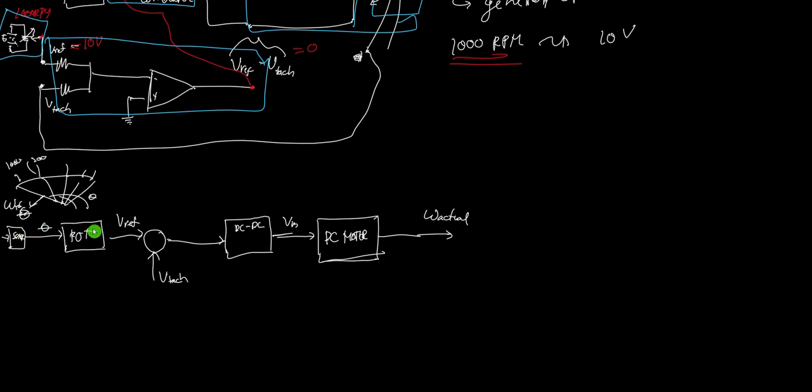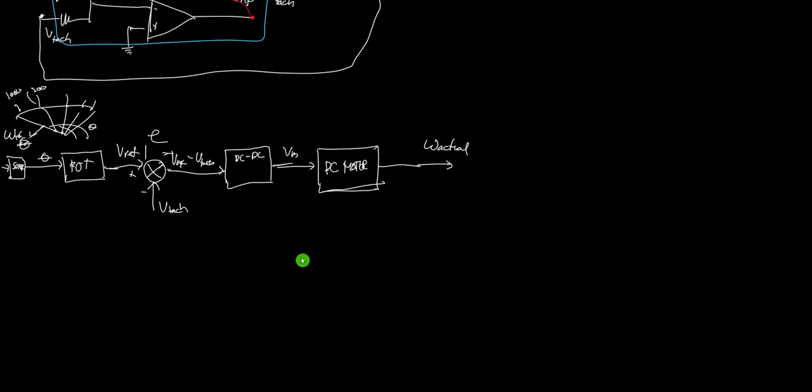We rotate the potentiometer, and the output of the potentiometer will be a voltage. Then that one will be added or subtracted. This plus, this minus. So Vref minus V of the taco generator. And this is actually what we call E. It's just the error. It's the difference between the actual and the input.